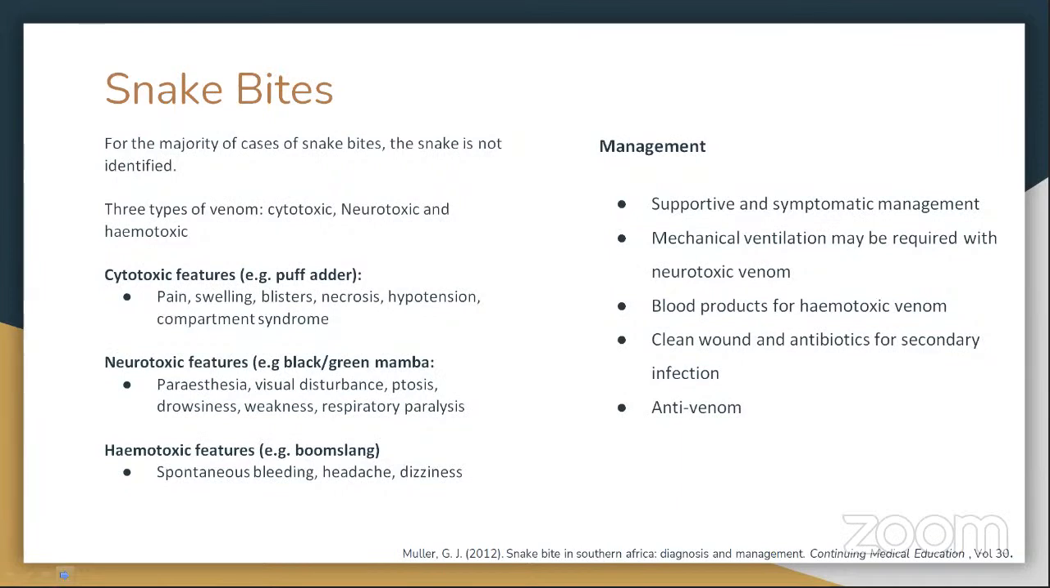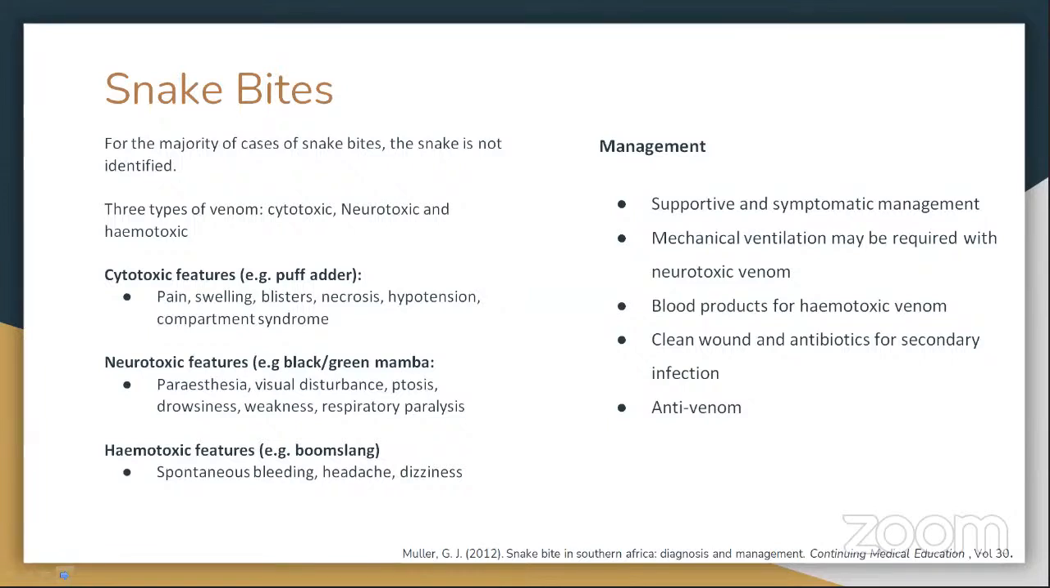So snake bites. Usually snake bites are underdiagnosed because the snake is not usually identified, and the patients are not actually available to tell us the history. There are 3 types of venoms: cytotoxic, neurotoxic, and hemotoxic. Cytotoxic is usually puff adders, presenting with pain, swelling, blisters, necrosis, hypertension, and compartment syndrome.